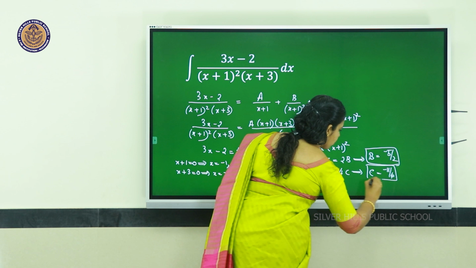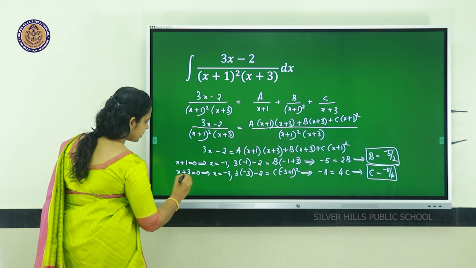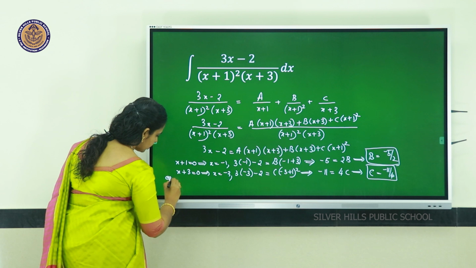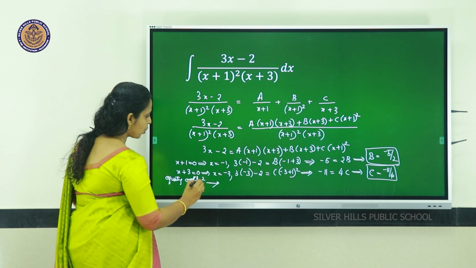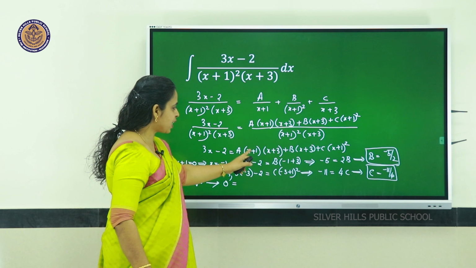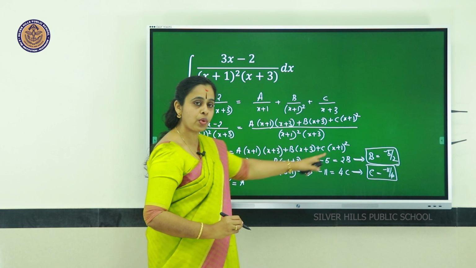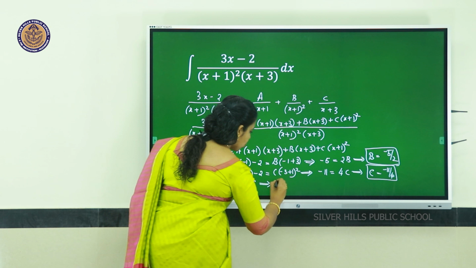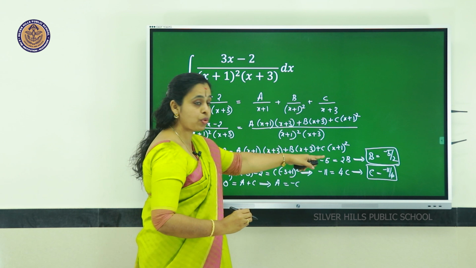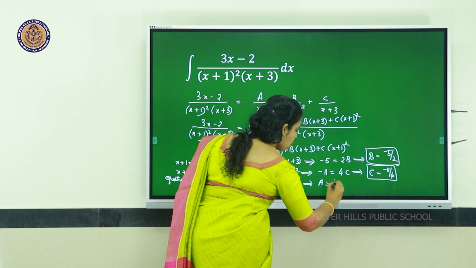Now, the remaining constant a, we have to find by equating the coefficient of x square on both sides. On the left side, the coefficient is 0. Equating the coefficient of x square, we get 0 equals a into x square, so the coefficient of x square is a. Then, here no x square is present. Here comes c into x square, so the coefficient is c, plus c. From this, we get the value of a, as c goes to the opposite side, minus c. So a equals minus c. But we already found c here as minus 11 by 4. So a will be equal to minus of minus 11 by 4, so positive 11 by 4.